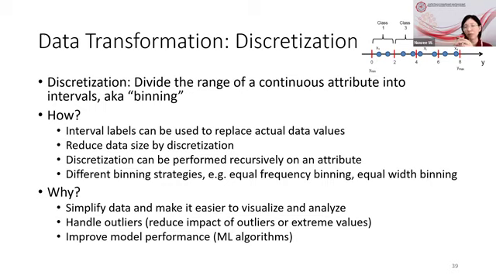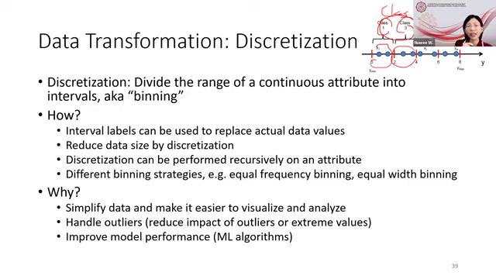And discretization can be performed recursively on attributes. So you can do, for example, in this case, you put 0 and 2 into class 1, 2 and 4 into class 3, and then you can group again. Class 1 and class 3 will be class VIP, for example. In fact, you can do it recursively.